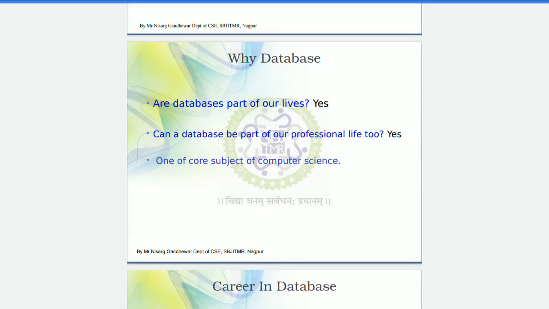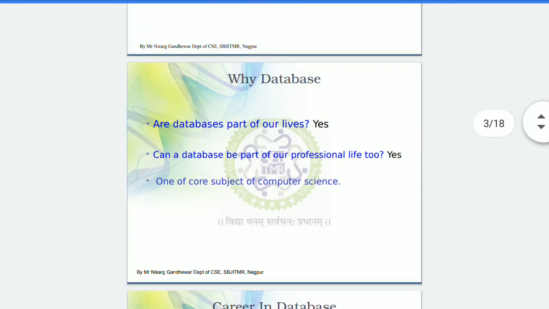Then the second question is, can database be a part of our professional life too? The answer is yes, you can make your career in the database also. Nowadays database is in boom, especially NoSQL databases. Most of the social networking sites traditionally used relational databases, but now they have shifted their focus from relational database to NoSQL database. So if you want to make your career in the database, your career is bright. I am going to discuss the career path in the database also.